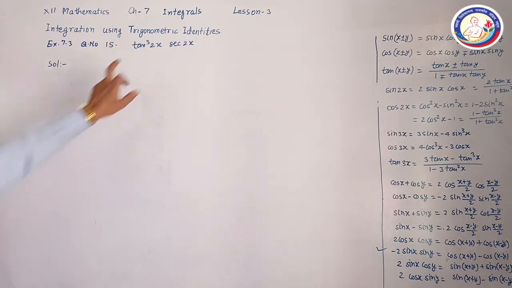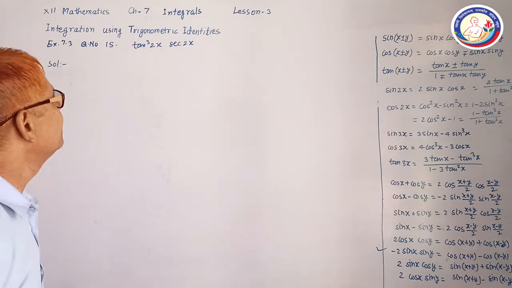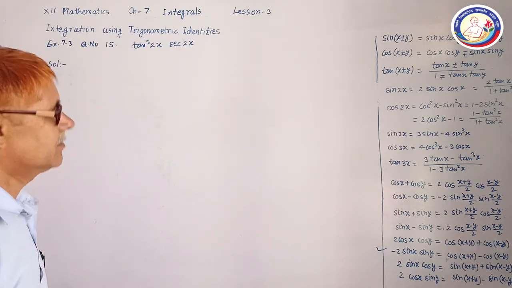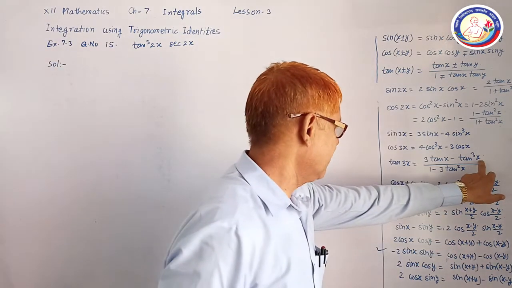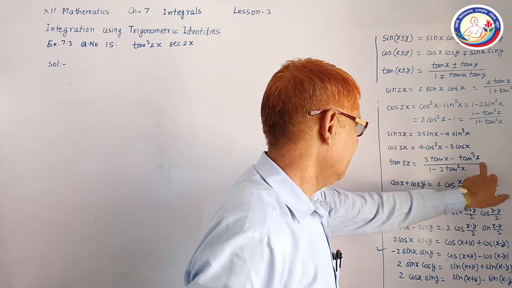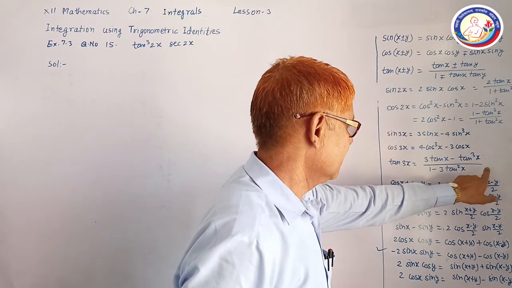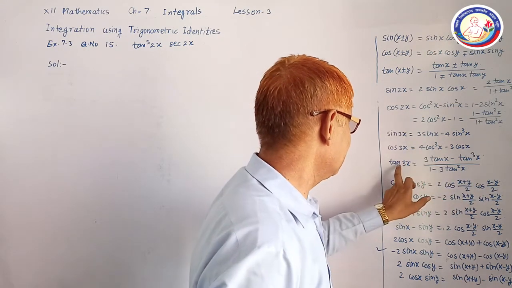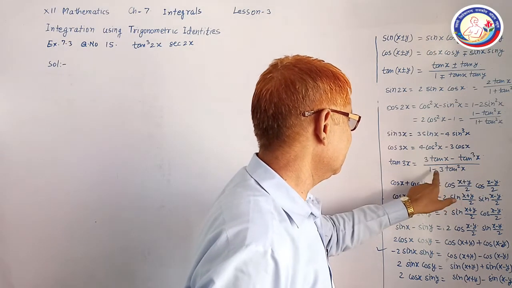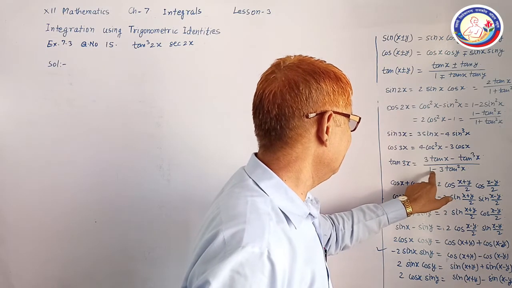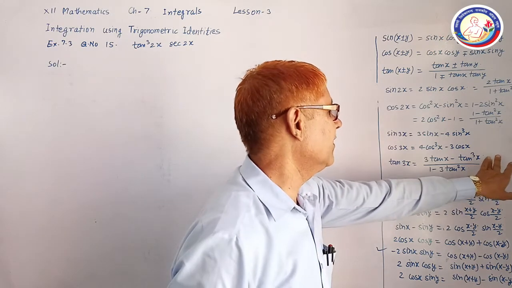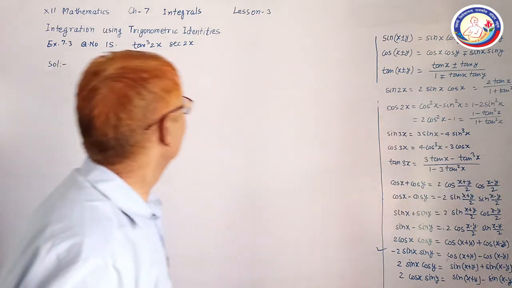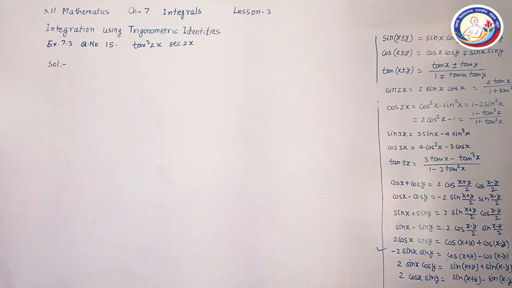Now we have to integrate this tangent cube 2x into sec 2x. We are having tangent cube x in this formula. And if we change tangent cube x in terms of tangent 3x and tangent x, here we will have multiplication of 1 minus 3 tan square x by tangent 3x. That will give a complicated function again. So we must try for another combination. Let us see what will be our procedure.